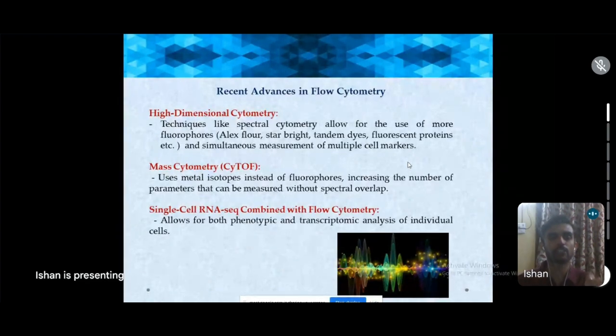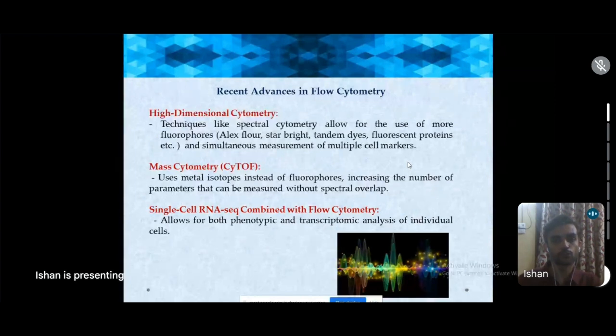One is high dimensional cytometry. Techniques like spectral cytometry allow for the use of more fluorophores. What fluorophores? FITC, PerCP, allophycocyanin, APC, these kinds of dyes were present. They were single color dyes. They used single parametric analysis.